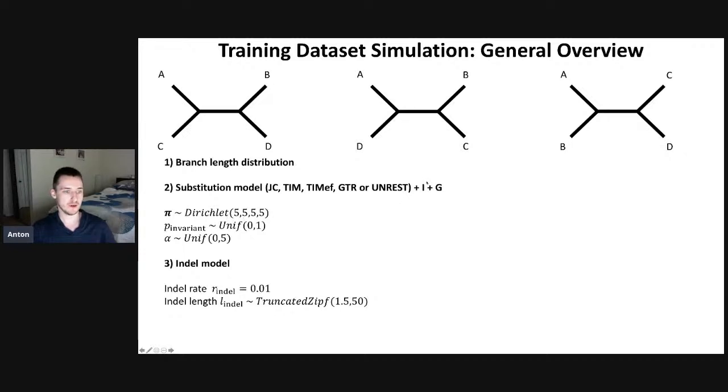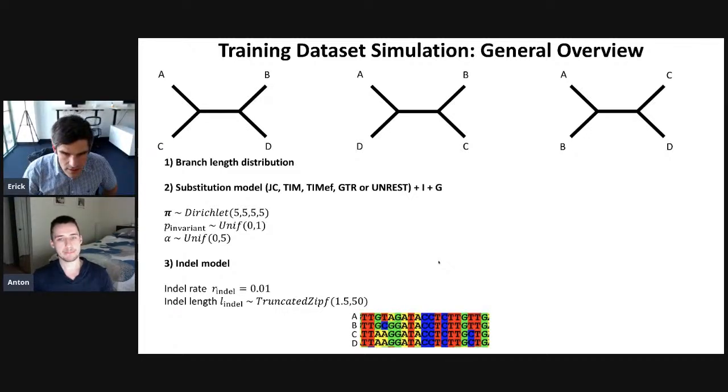The proportion of invariant sites, which is the I parameter, was drawn from a uniform distribution from 0 to 1. Then we had our alpha parameter that determines our gamma parameter, also drawn from a uniform distribution. We also used a very simple indel model to simulate indels for our alignments, with a fixed indel rate of 0.01. To determine the length of the indel itself, the length was drawn from a truncated Zipf distribution, and the truncation point was at 50. So we didn't have any indels of length larger than 50.